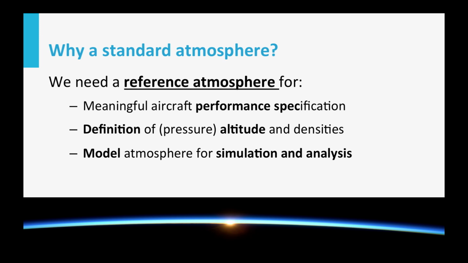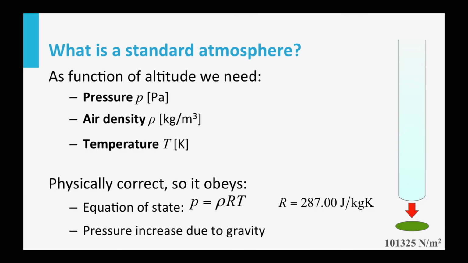And the third one, the one that we use it for specifically, is as a model for our calculations, for simulations and analysis. Our standard atmosphere is still a model atmosphere. What does this model comprise? The standard atmosphere is a definition of the three parameters which we had in the equation of state: the pressure, the air density and the temperature, but then given as a function of altitude.